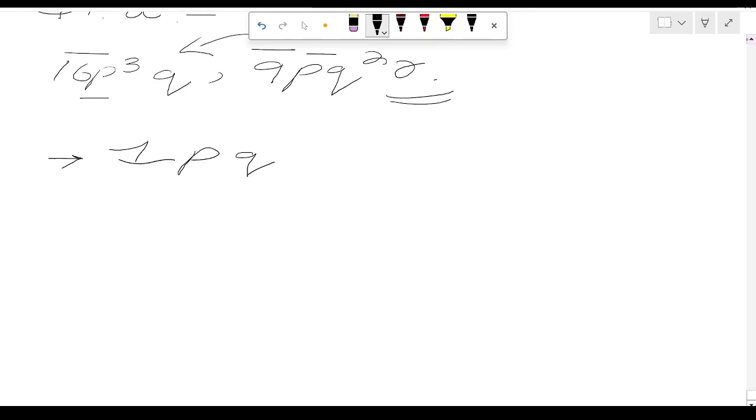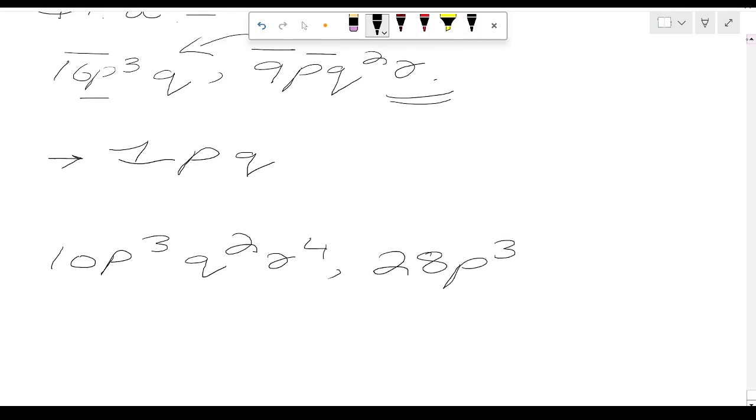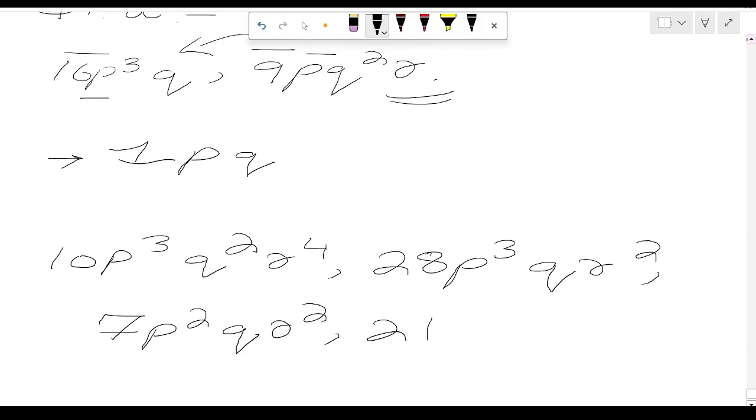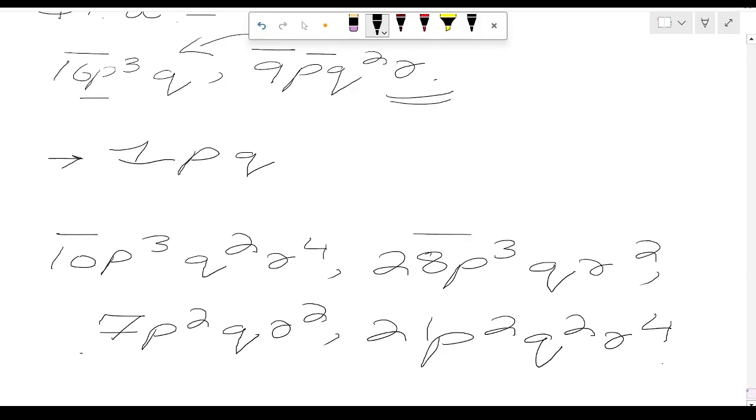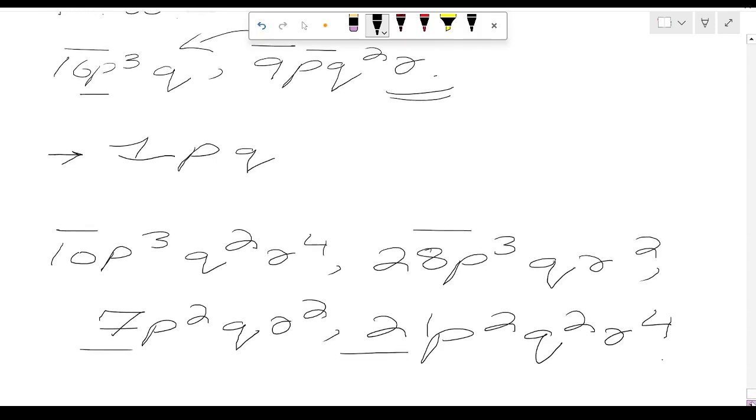Now let's move on to the second monomial, that is 10p power 3 q power 2 r power 4, comma 28p power 3 q r square, comma 7p square q r square, comma 21p square q square r power 4. So here we have the values 10, 28, 7 and 21. These are all divisible by the number 7.